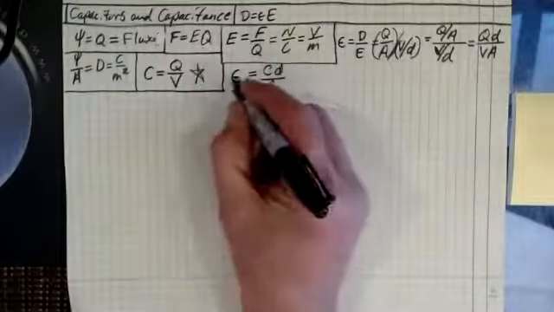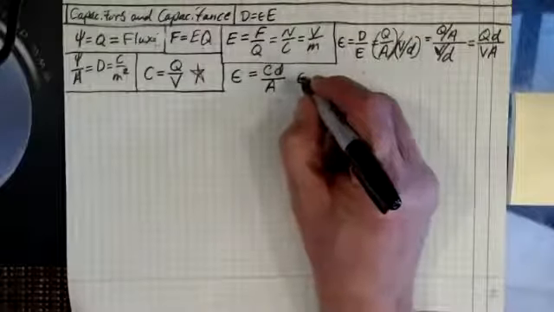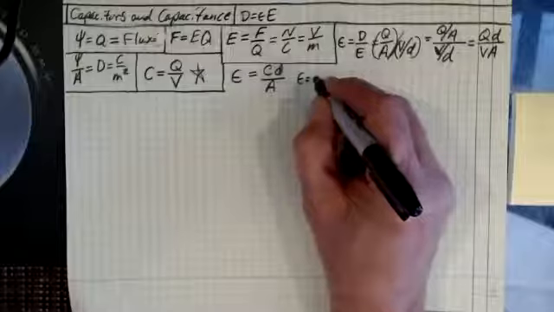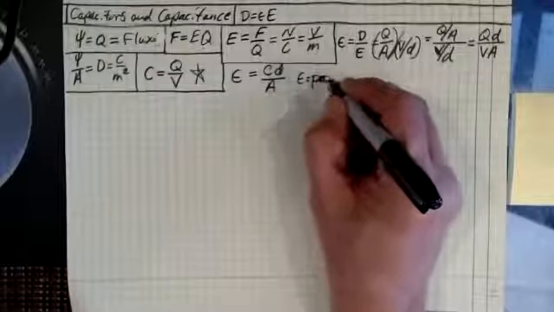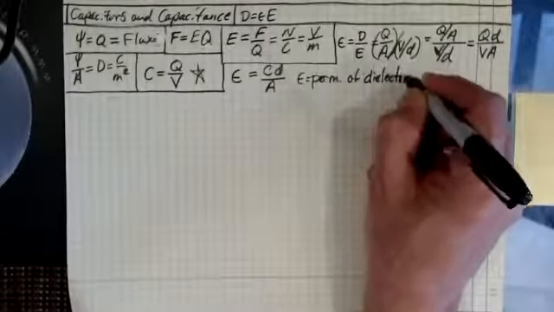All right. Now, what is this epsilon here? This is the epsilon of the dielectric. Epsilon equals permittivity of dielectric. Right? So the sandwich in between the two.